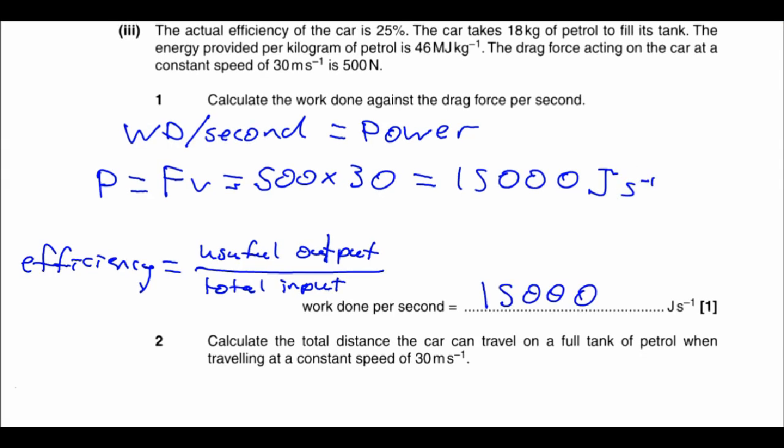For this part, we need to find the distance that can be traveled when the tank of the car is full. The speed does not change and stays at 30 meters per second. To answer this question, let's first find the energy from a full petrol tank.